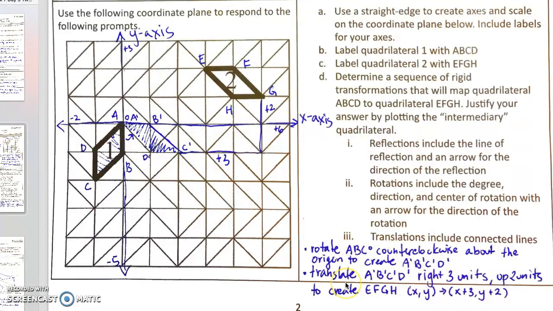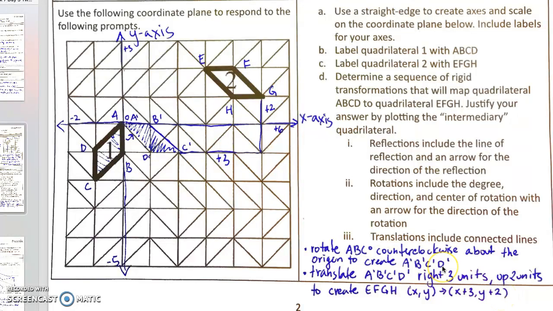Next, we're going to translate A prime, B prime, C prime, D prime right 3 units and up 2 units. So let's move with C. It goes 1, 2, 3 right, 1, 2 up. And that is our translation. And that's going to create E, F, G, H. And our algebraic notation is (x, y) becomes (x plus 3, y plus 2). So that means a horizontal shift to the right of plus 3 and a vertical shift of plus 2.